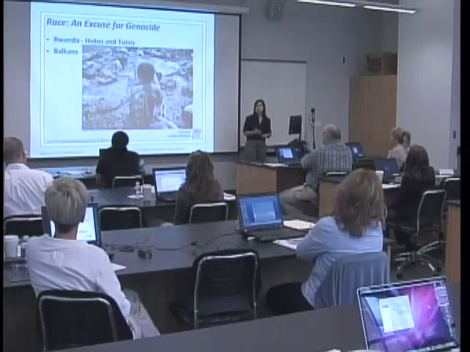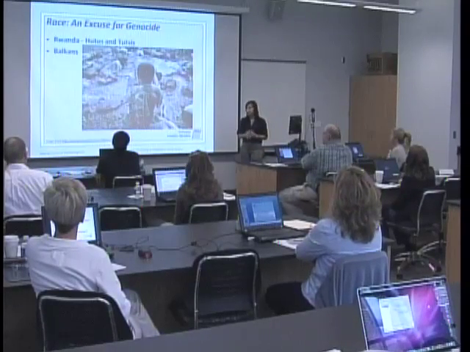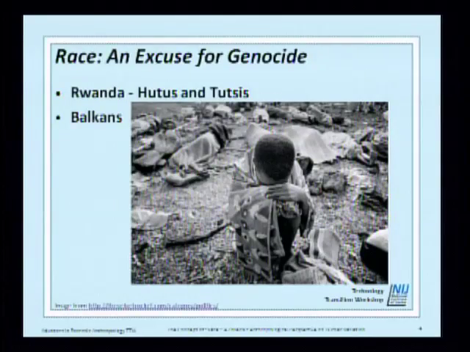So also some of the things that we have to be careful about in a global setting. Race has been used as an excuse for genocide. For example, in Rwanda, the Hutus against the Tutsis, even though they all originated from the same language group or population, right? So they found enough differences to have an excuse to commit genocide.